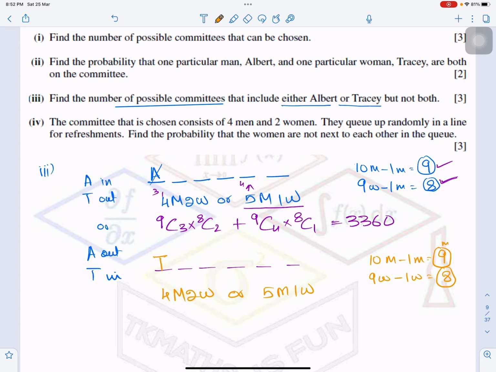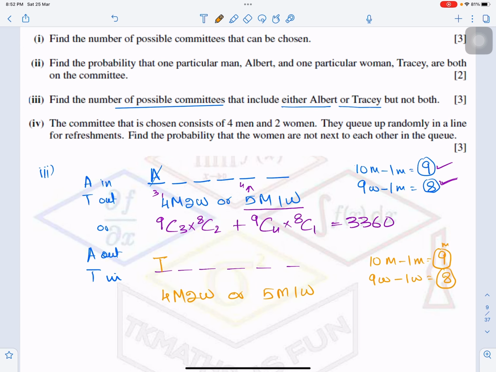So let's see the first case. For the 4 men, I need to select all 4, right? So remaining were 9. So I will do 9C4 into, now I will not select 2 women. Why? Because Tracy is already in. So I have to select only 1 more woman. And there are remaining women 8. 8C1 plus. Now from 5 men, I have to select all 5 because Albert is out. So from 9, 9C5. Now this 1 woman, actually there is 0 required because Tracy is already in. So no need to take any women.